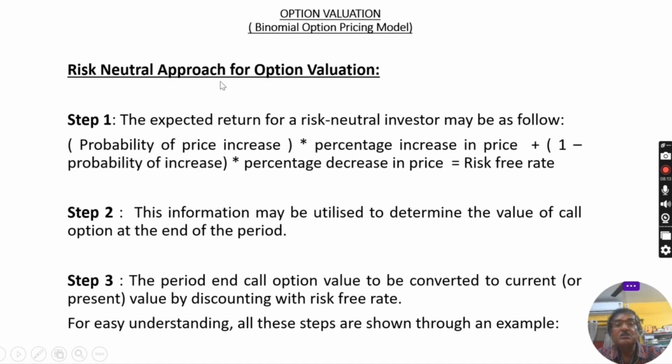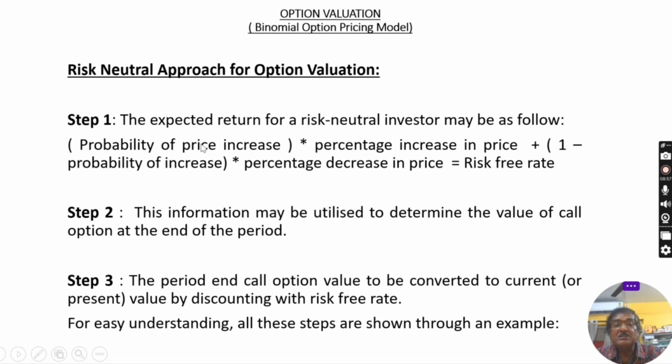Risk neutral approach. Risk neutral means whatever the prevailing rate of interest, the risk free interest, you will get it. That is the concept. Step 1, what will you do? The expected return for a risk neutral investor. What is the expected return? This is the probability, say we will assume the probability, say P. Probability of price increase, we don't know, we have to find it out. And the percentage increase, we know. Percentage of increase in share value.